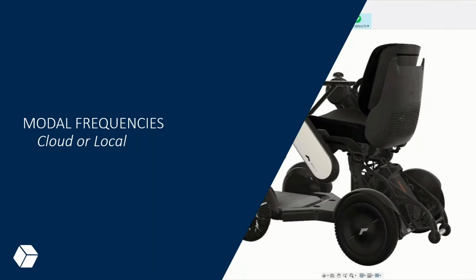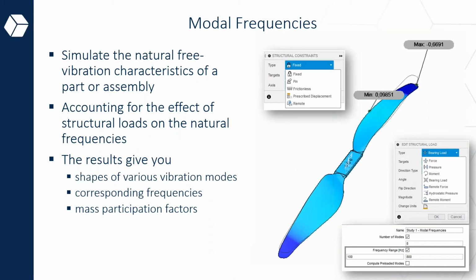So your resonant frequencies also form part of this modal frequency thing, where you've got certain parts that vibrate under a certain frequency of loading, and that resonance is also covered in this particular simulation methodology. You can simulate the natural free vibration characteristics of a part or assembly, and this accounts for the effect of structural loads on natural frequencies and, as I said before, resonance. The results you get out of this are the shapes of the different vibration modes, their corresponding frequencies, as well as the mass participation factors.